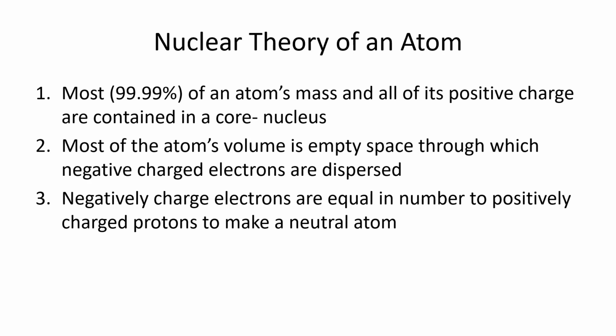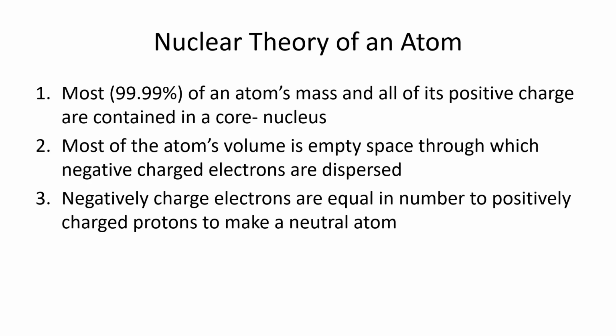Now these are the main take-home pieces of the nuclear theory of an atom. Most of an atom's mass and all of its positive charge is in the core of a nucleus. Remember how I said electrons were so stinking tiny? They are so tiny. They make up 0.01% of an atom's mass, so they're negligible. Most of the mass is going to be due to its positive charge and its neutral charge, the protons and the neutrons. You also need to remember the neutrons are neutral, protons are positive, electrons are negative.